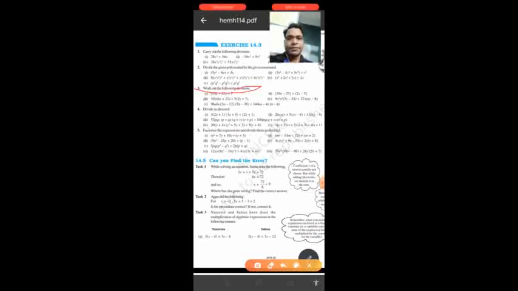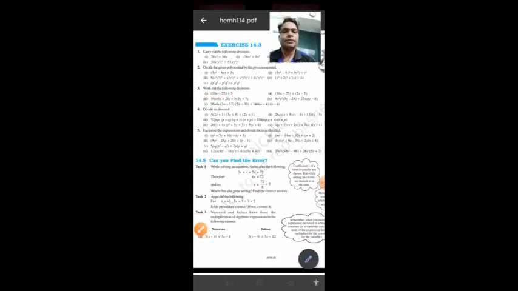This is given that the first part of this question is 10x minus 25 divided by 5. Okay, so in this situation we take common between them and cancel, and we find our required result. So let's see how to solve it.